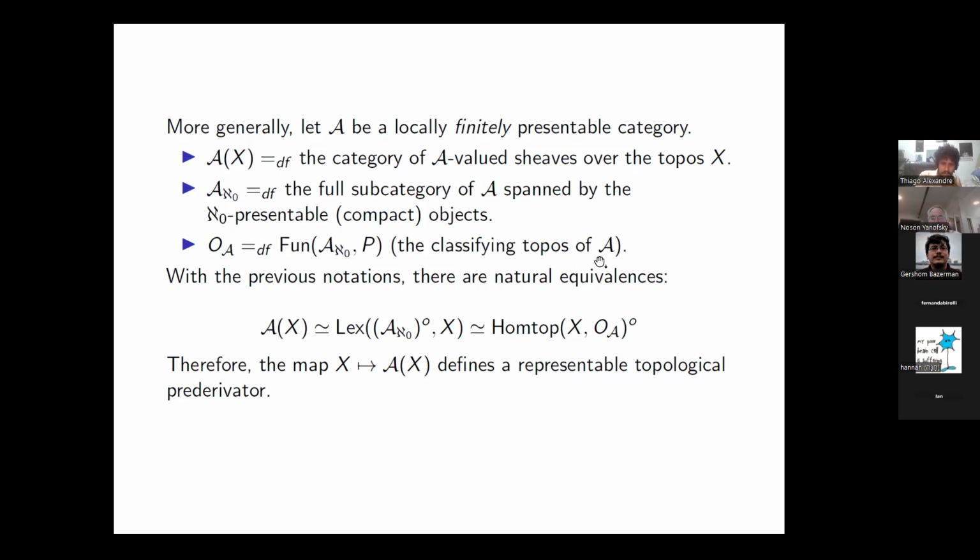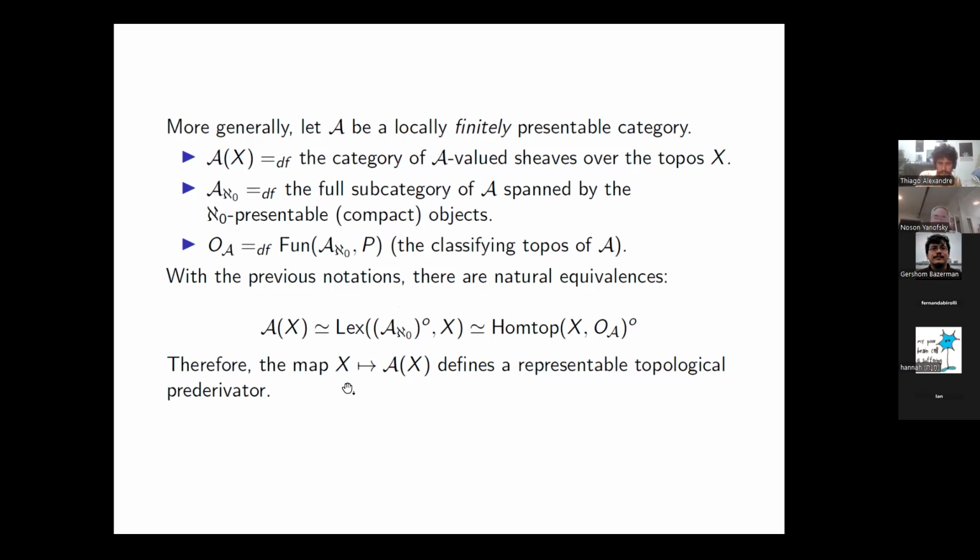And this is the classifying topos of A, in the sense that this topos classifies A-valued sheaves. So there are natural equivalences of this form here. The category of A-valued sheaves is equivalent to the category of left exact functors from A Aleph0 dual to X. And it is also equivalent to the category of geometric morphisms from X to this topos OA here.